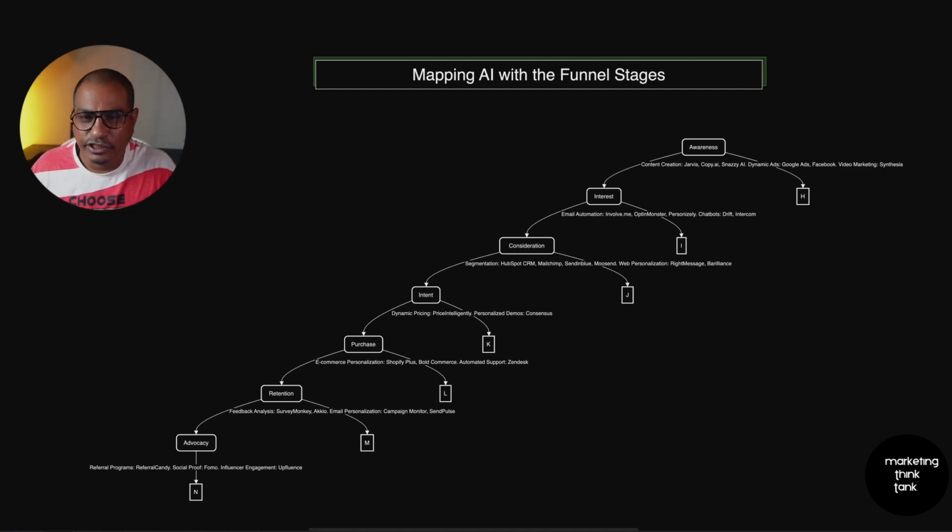So at the awareness stage, we are running Google ads, Facebook ads, etc. But along with that, we're trying to create content using AI tools like Jasper, copy.ai, Jarvis, Snazzy, ChatGPT, DALL-E, Midjourney, Runway, and Synthesia, where you will churn out volumes of content that were very difficult in the past. You will produce content at scale using these generative AI tools.